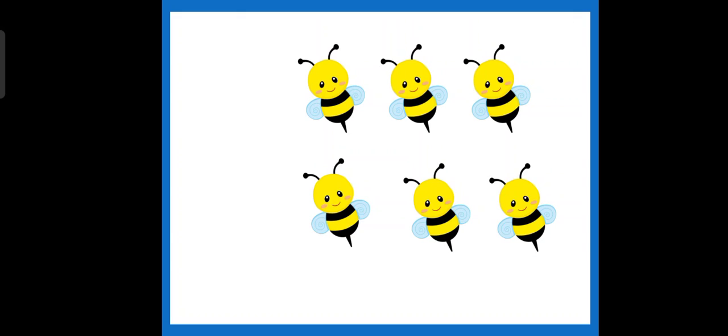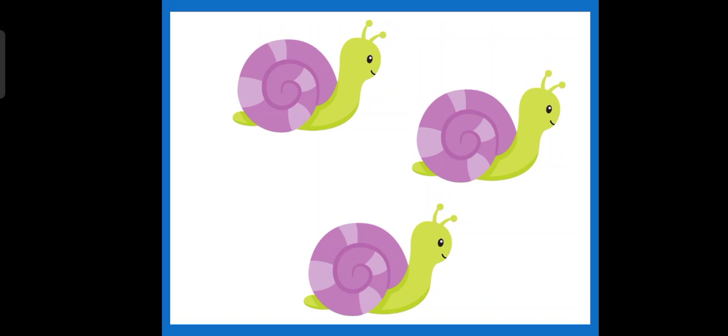Next, how many honeybees are there? Count. 1, 2, 3, 4, 5, 6. 6 are there. So we're going to write 6. Next, how many snails are there? 1, 2, 3. 3 snails are there.